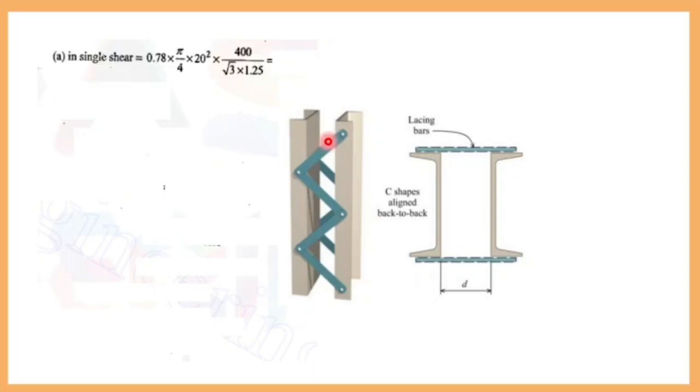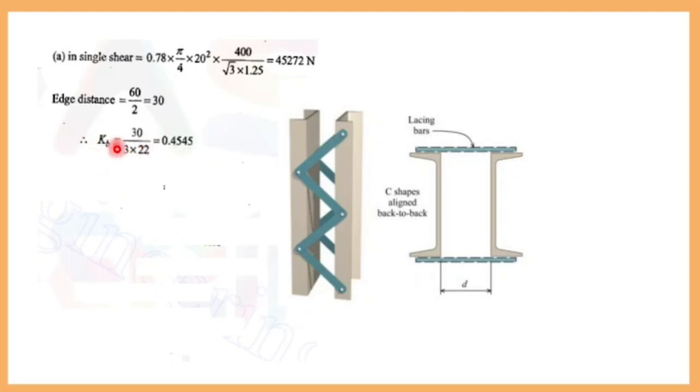First one is check for shear. For a single shear, 0.785 d square divided by 4 into 400 divided by root 3, 1.25, which is the factor of safety. Assuming 4.6 grade bolt, 45,272, which is 45 kilonewton. In the previous problem I said that if you are using 20 mm diameter bolt, what will be the load carrying capacity? 45. First one, shear strength, is over.